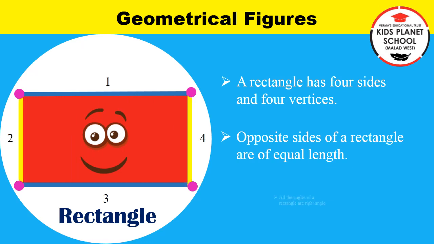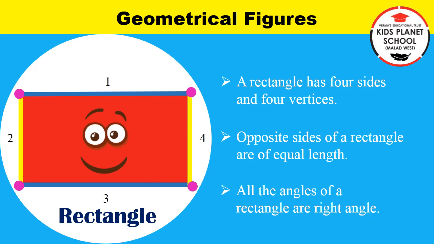Children, the third property of a rectangle is, all the angles of a rectangle are right angles. Children, this square shows us that the angle between both the lines is a right angle. So, there are 4 right angles in a rectangle. So, we have learned 3 properties of a rectangle.